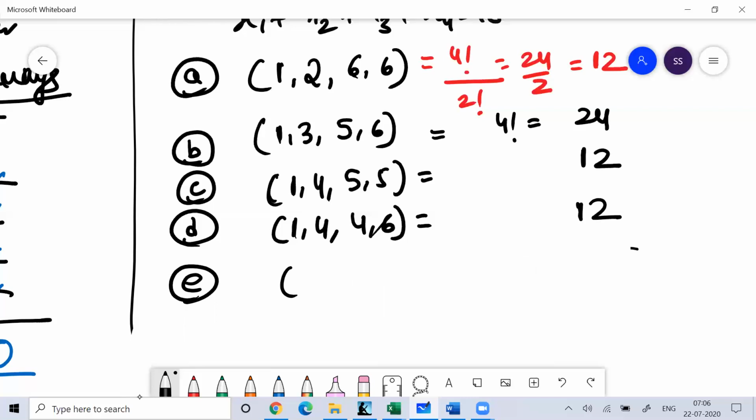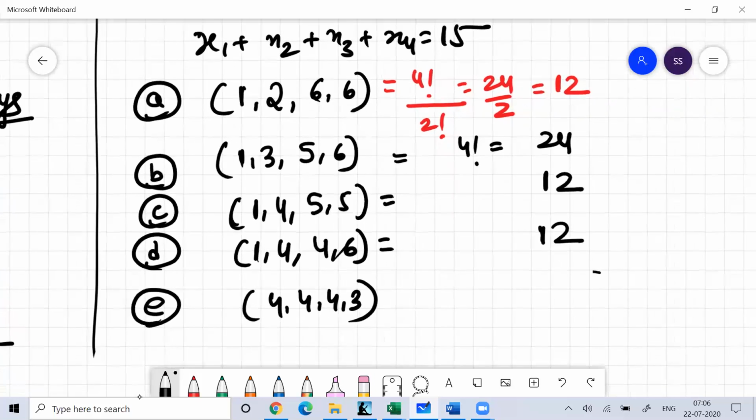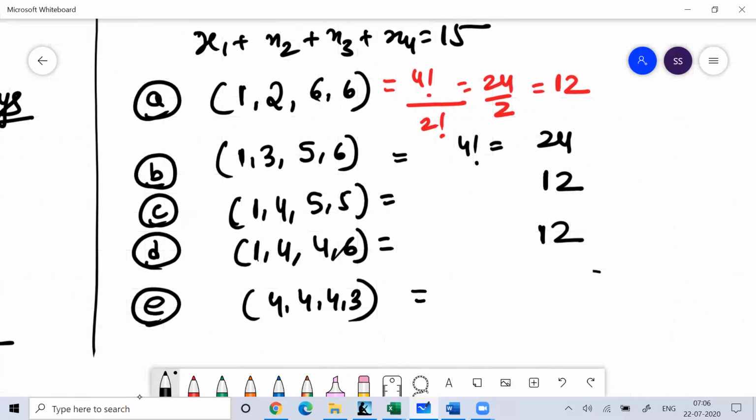So 4 comma 4 comma 4. So 12 and then 3. Then 4 comma 4 comma 4 then 3. So 12 then 3. This I have not used. This is 4 ways. Okay, then 4 factorial by 4. So here what else I can do?